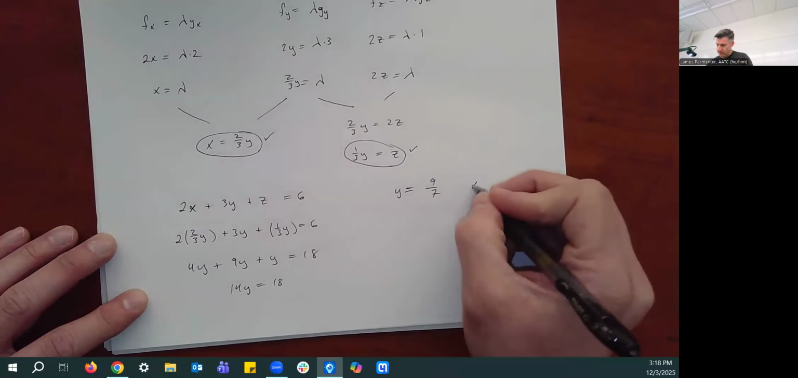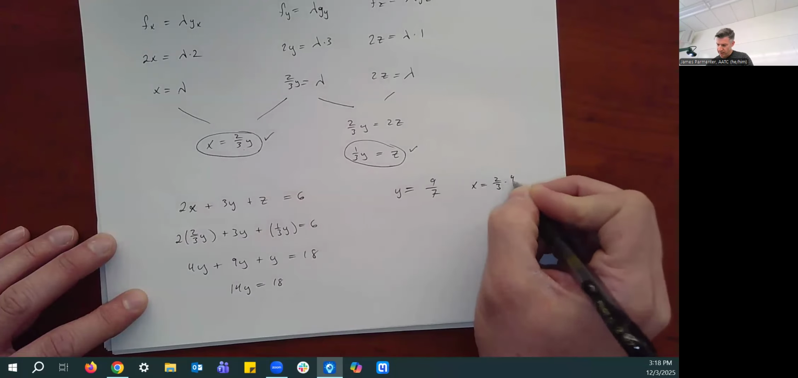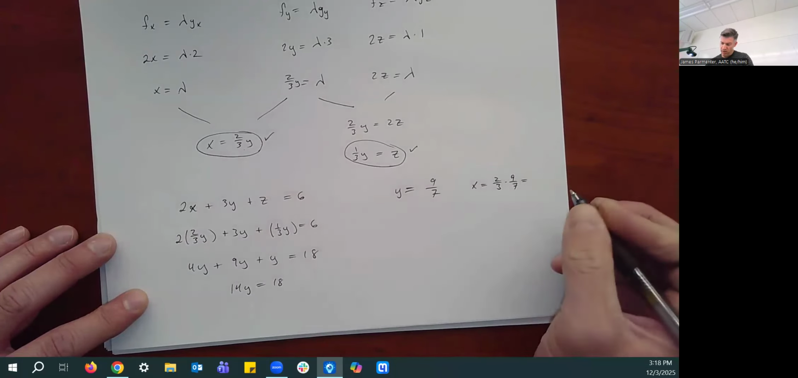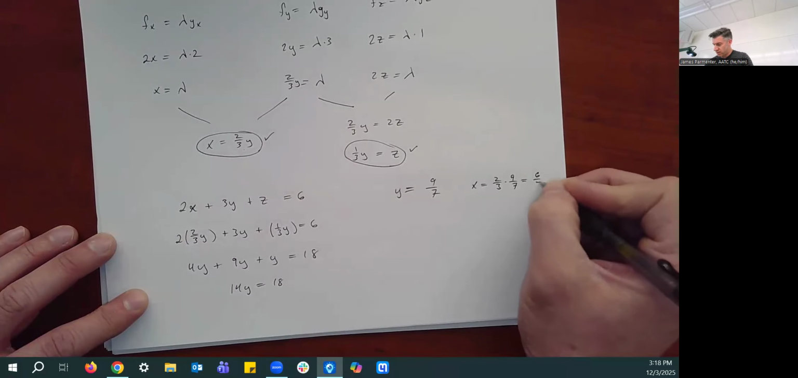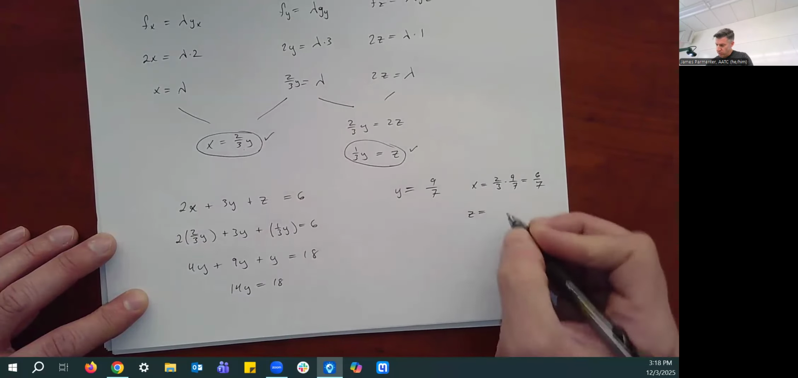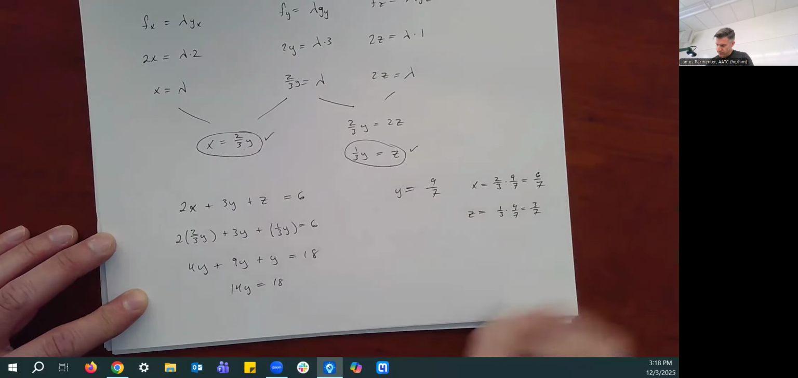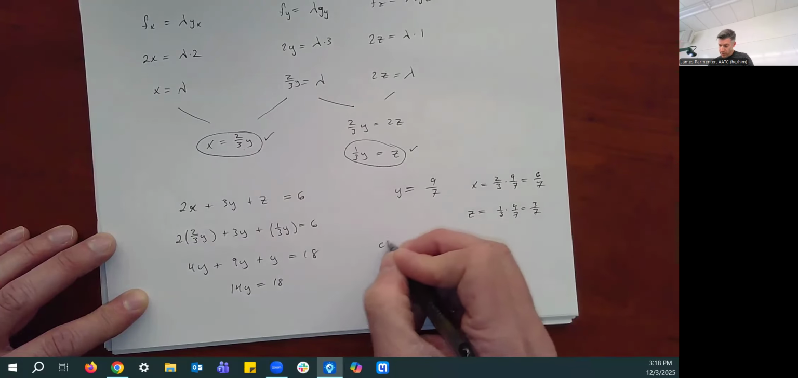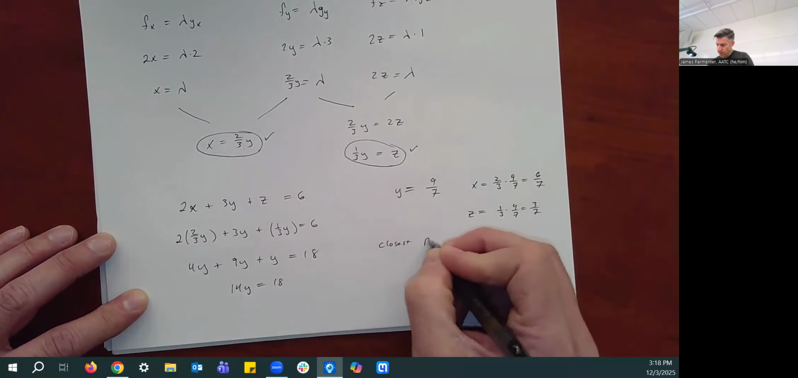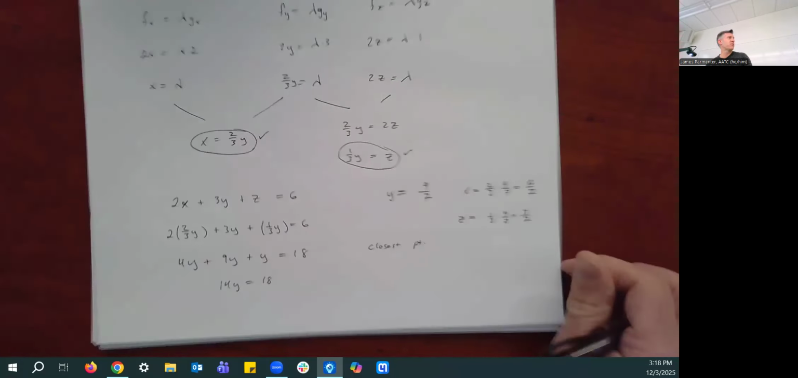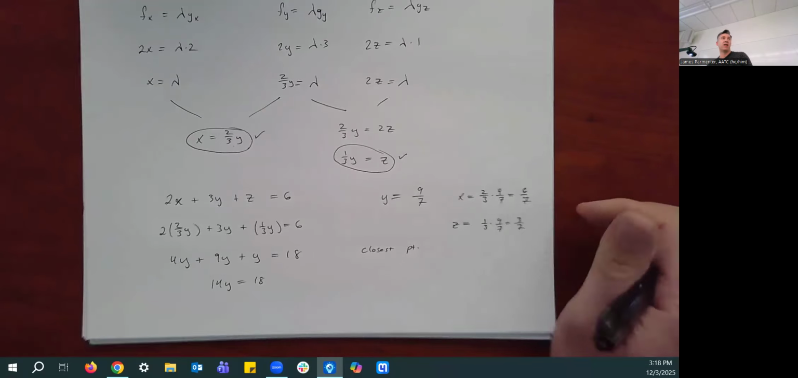So x is going to equal 2/3 times 9/7, which is going to be, what, 6/7? And z is going to equal 1/3 times 9/7, which is 3/7. So the closest point, how do we know it's the closest and not the furthest away? Because of the drawing, right?